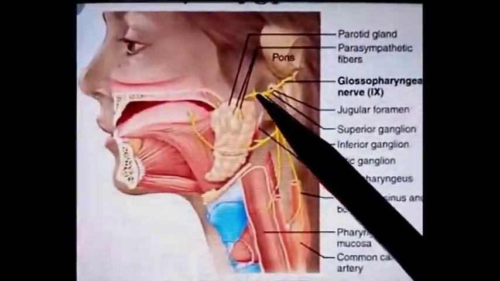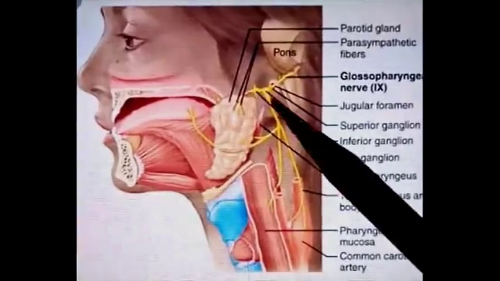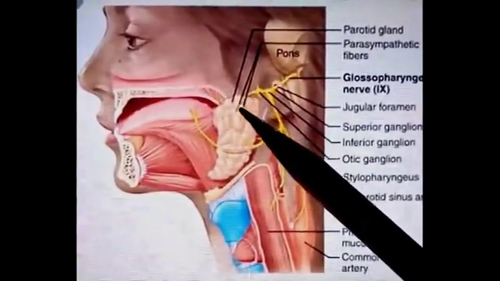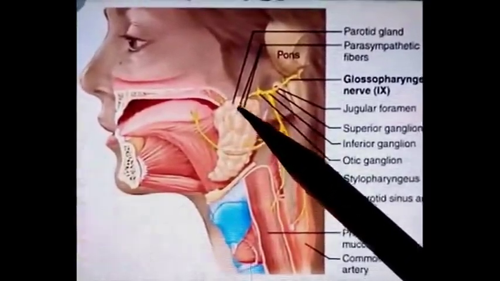Postganglionic fibers arise from the otic ganglion. This is the otic ganglion present in this area. The fibers arising from this ganglion supply the parotid gland.